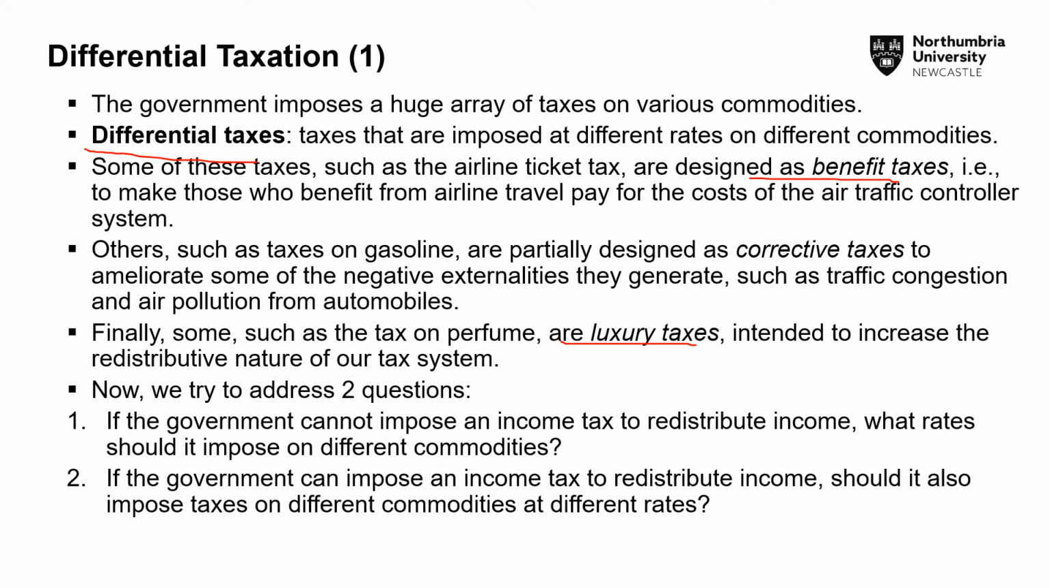So now that leads us to an additional two questions that we try to answer. First of all, if the government cannot impose an income tax to redistribute income, what rates should it impose on different commodities? And second of all, if the government can impose an income tax to redistribute income, should it also impose taxes on different commodities at different rates?